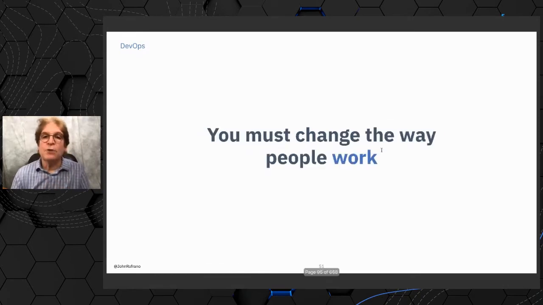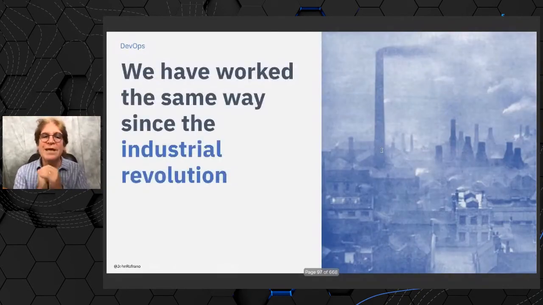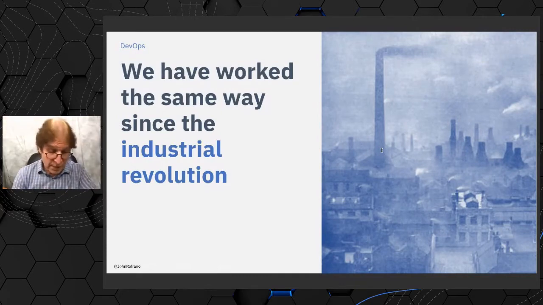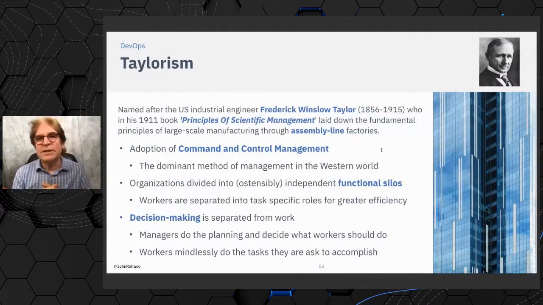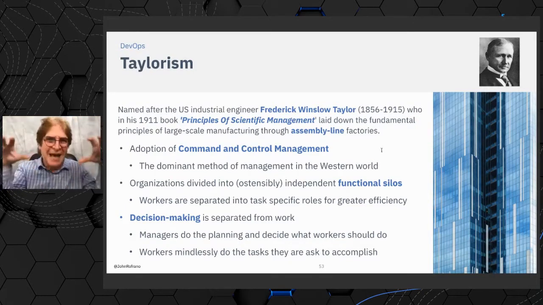So how do you change a culture? You've got to change the way people work. We have been working the same way since the Industrial Revolution. If you think about it, it's called Taylorism, from Frederick Winslow Taylor. We hire some managers, they hire people, they tell them what to do, they measure if they did it, right? It's this command and control, top down.